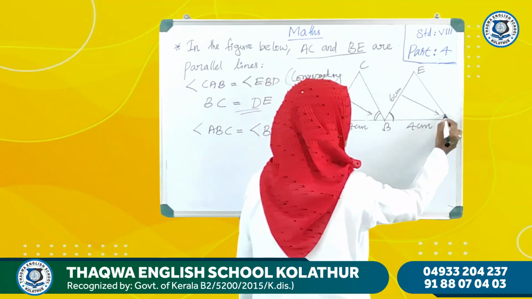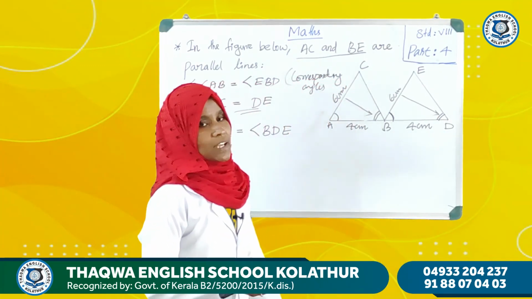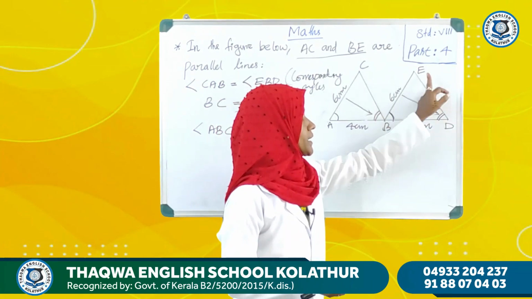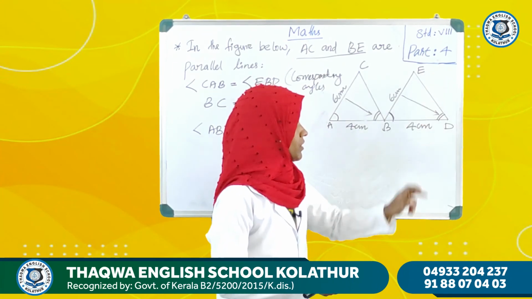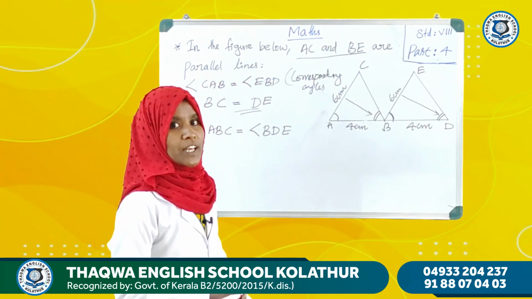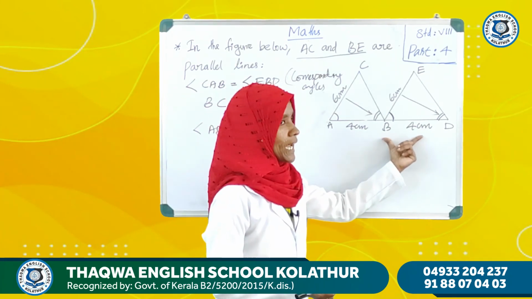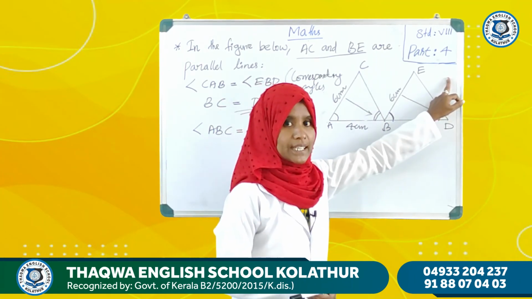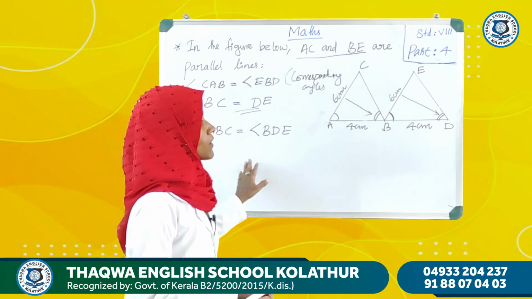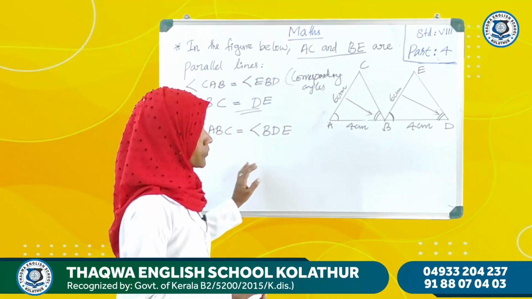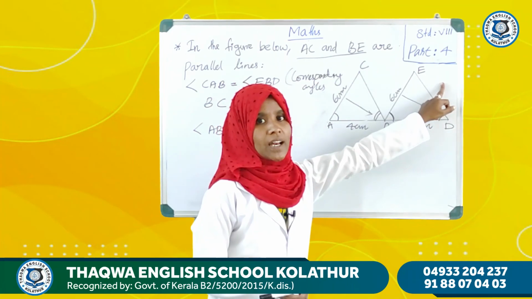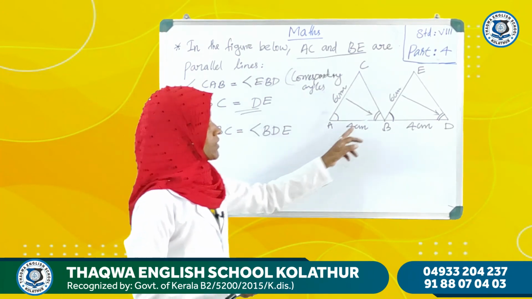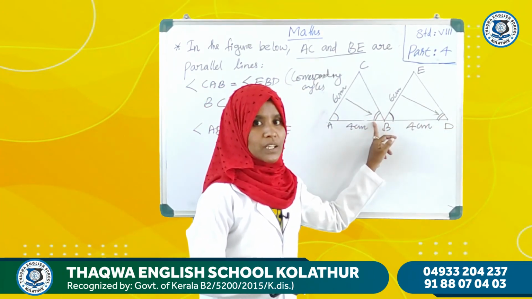What can we say from these angles, angle ABC and angle BDE? Yes, they are also the corresponding angles formed by the line AD meeting the pair of lines BC and DE. By our last year result, we can say that the lines BC and DE are parallel. Why? Because the corresponding angles are equal.